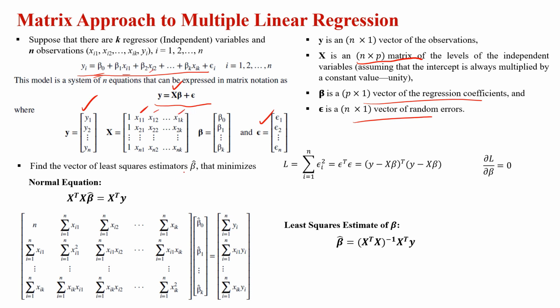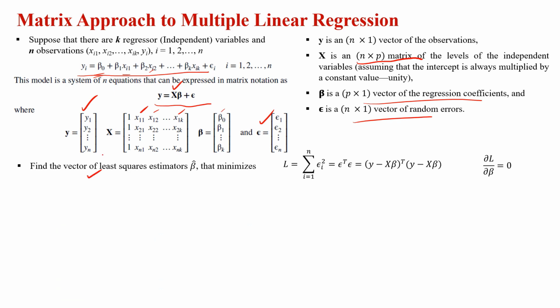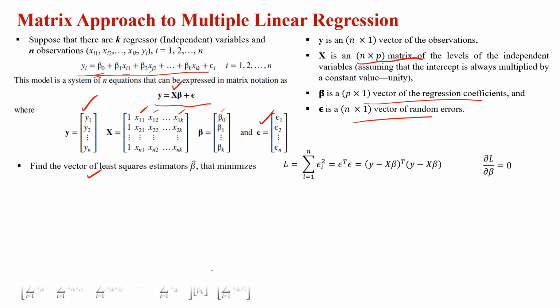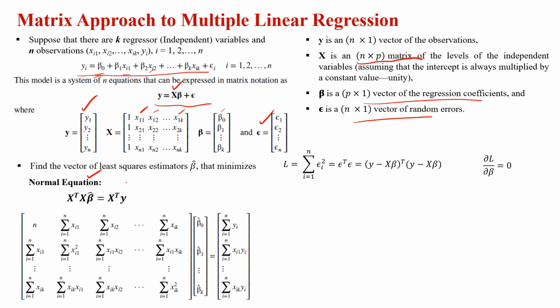Now, in order to find the values of beta naught, beta 1 up to beta k, we can represent the normal equations which we have shown over here. So these are called the normal equations. How can we represent those equations in the form of matrices this way? That means x transpose into x, so if I take the transpose of this matrix and multiply it with itself, I will get this value, and that is equal to x transpose into y.